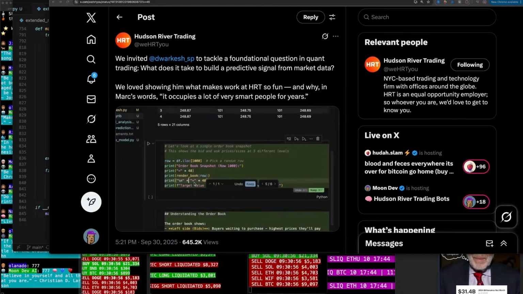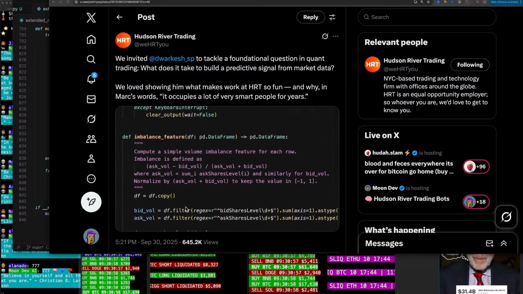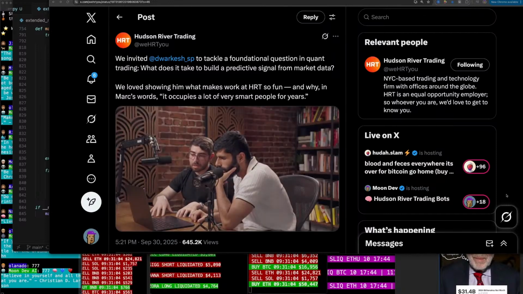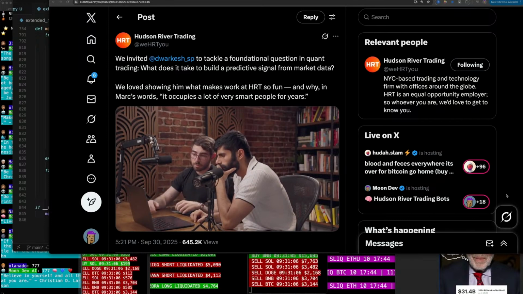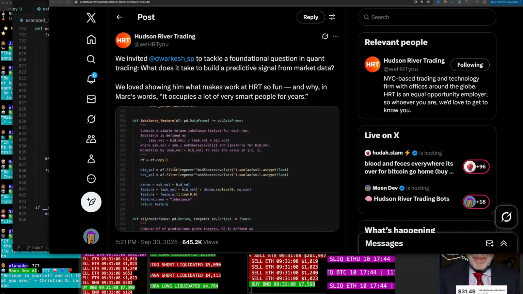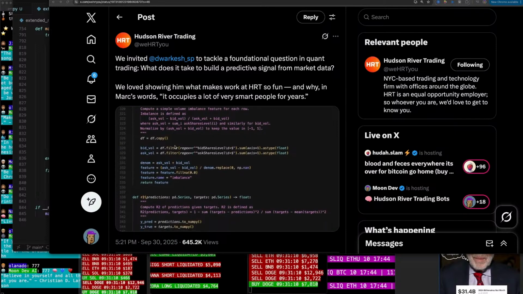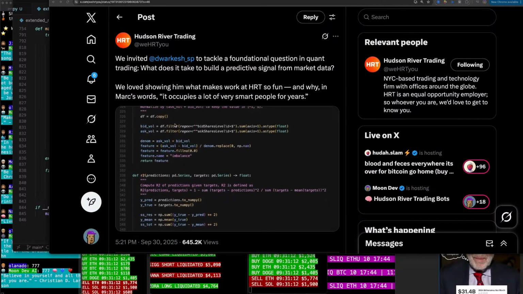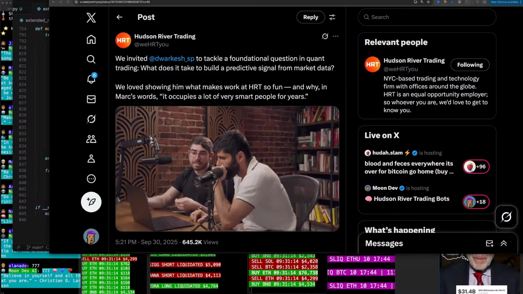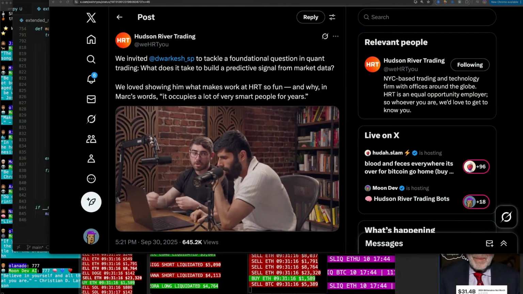Okay, cool. Super interesting. Imbalance feature is a very simple signal that is like one of the first things you might think of for what features of an order book might be predictive of the future price. So it compares the volume on both sides of the book, and that pressure implies something about the way the price is going to go in the future.